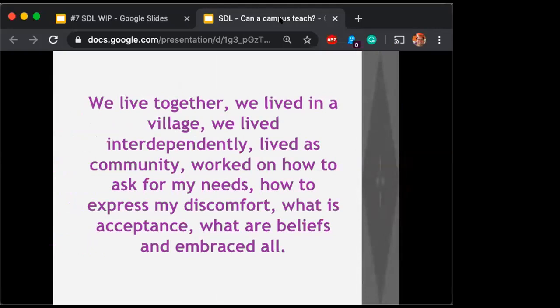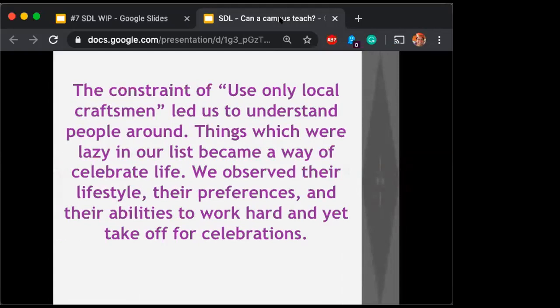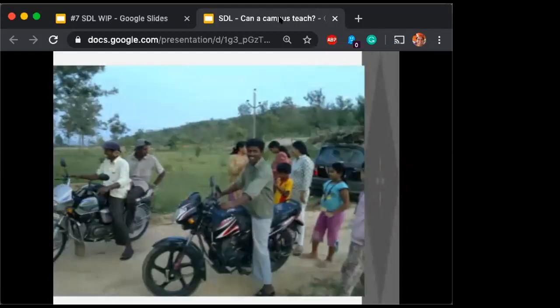Then we started thinking, oh, we have to live with the villagers. So how do we connect with them and take their help and learn from them, rather than thinking that we know better. So we started interacting with a lot of villagers and learning from them.